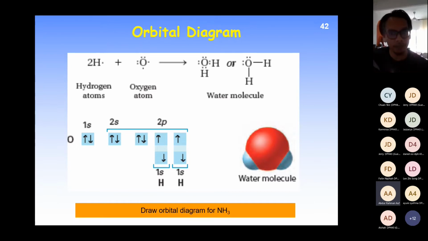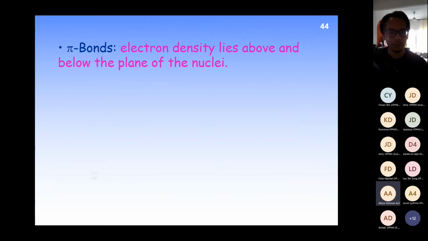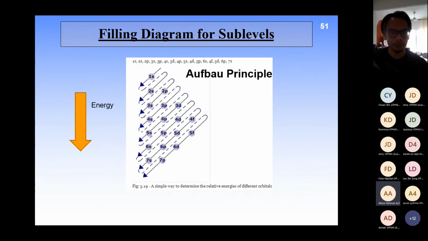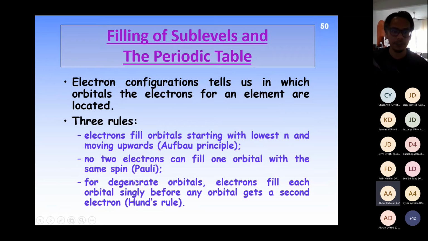Okay, and Pauli exclusion principle basically states dalam satu orbital, kita tak boleh ada elektron yang spin the same way. Kalau satu dah spin ke atas, satu lagi mesti spin ke bawah. That's basically what Pauli exclusion principle means. The third rule is Hund's rule. For degenerate orbitals, electrons fill each orbital singly before any orbital gets a second electron. The third rule also kita guna untuk explain the orbital diagram.